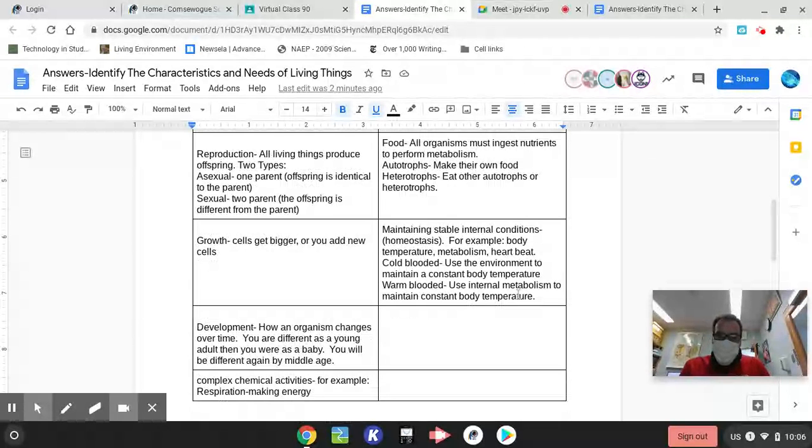Okay? The last important thing that you must do with your environment is maintain stable internal conditions. And the word for that is this word right here, homeostasis. And you have to maintain things the same as an organism. You don't think about these things, but it's true. For example, body temperature. Your body temperature is 98.6 degrees Fahrenheit. Always, all the time. If it goes up a degree or two, you have a fever. If it goes down a couple of degrees and stays there, you have hypothermia. So these are indications that things are not okay with your body.